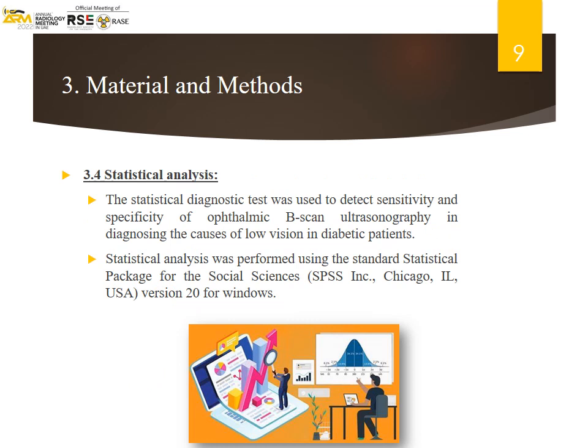A statistical diagnostic test determines the sensitivity and specificity of ocular B-scan ultrasonography in diagnosing decreased vision in diabetics. Statistical analysis was done using SPSS version 20 for Windows.